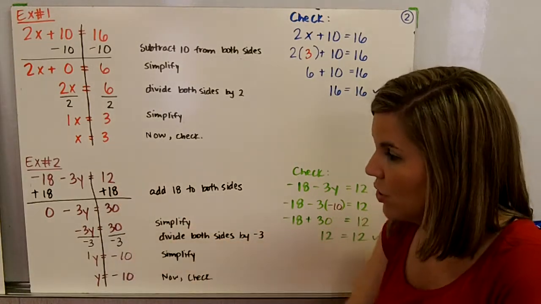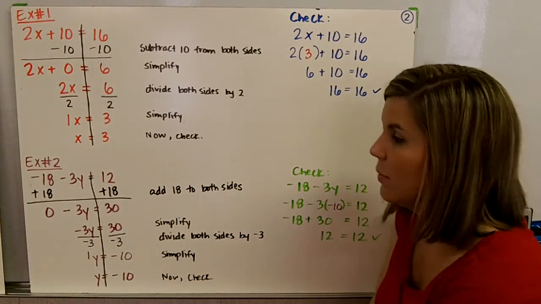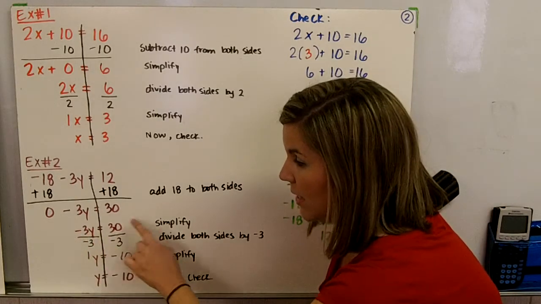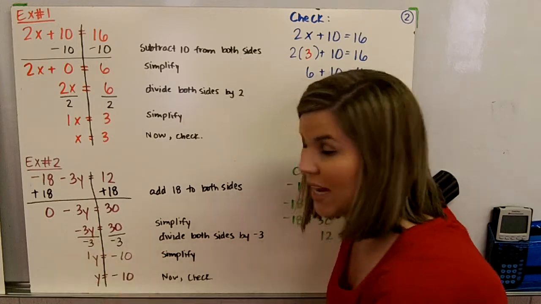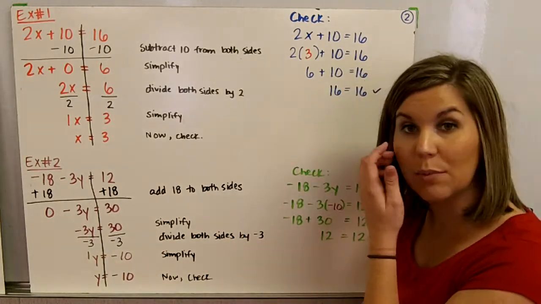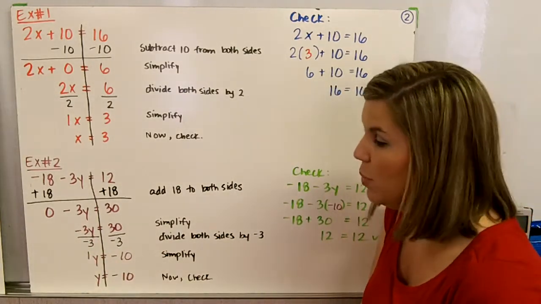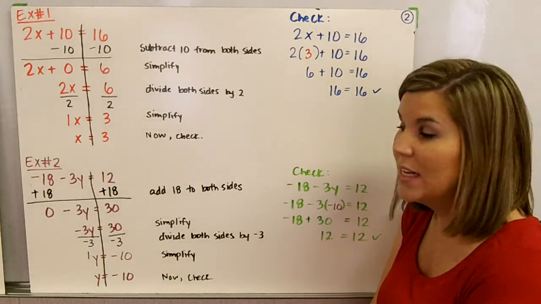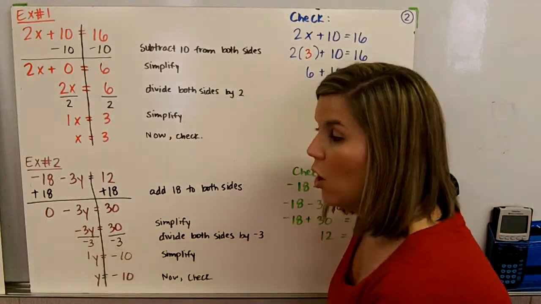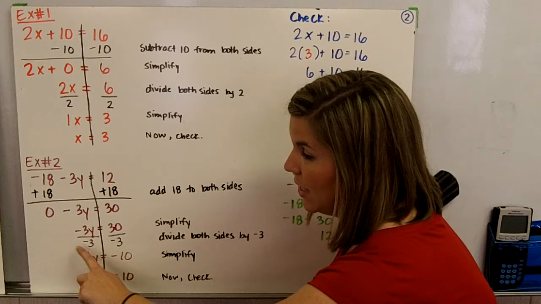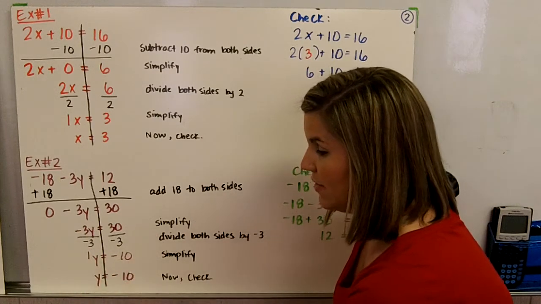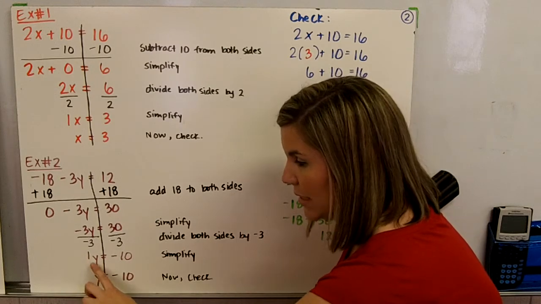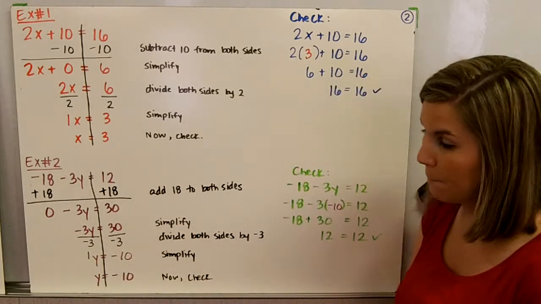12 plus 18 is 30. Now we're going to simplify. Negative 3y equals 30. I have negative 3 times y, so to undo this, I'm going to use division. Remember, we use multiplication or division to make the number in front of our letter a 1. So negative 3 divided by negative 3 is 1. So I have 1y equals negative 10. And I don't have to write that 1 because it's just 1 times y, which is y.